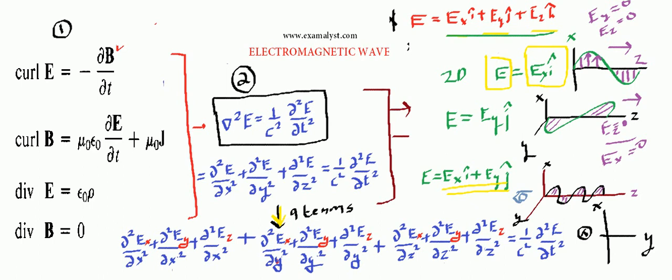So in case 1, the electric field was vibrating along the x-axis alone. In case 2, the electric field was vibrating along the y-axis alone.